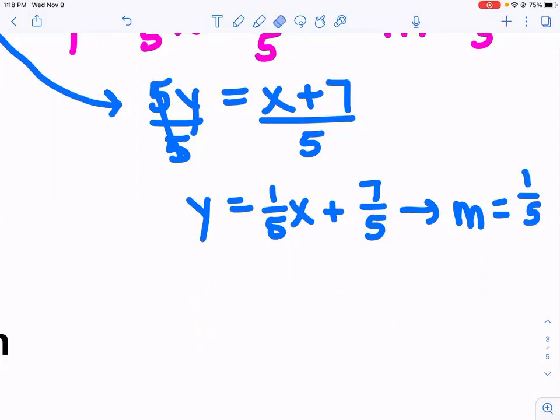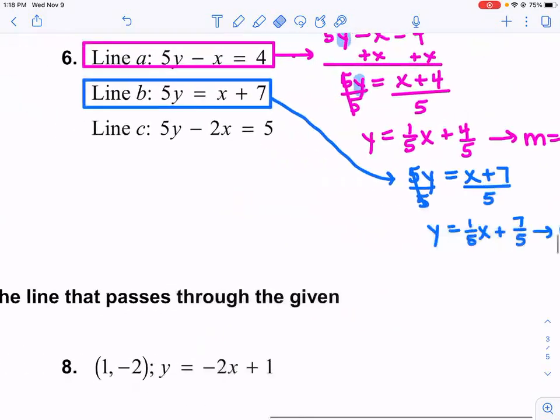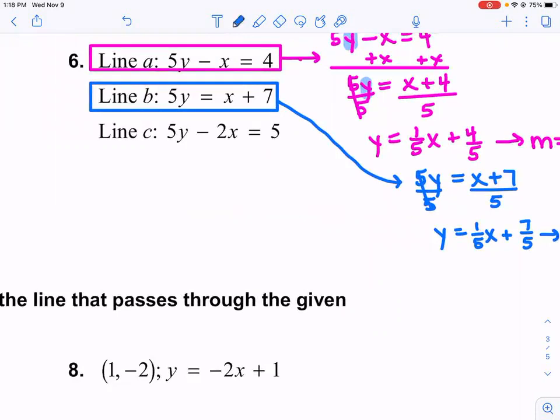I would like you and your elbow partner to take line C and put line C in slope intercept form for me, please. You can come here next to Aiden. Hey, Gus, we're not yelling across the room right now. We're focusing on line C.